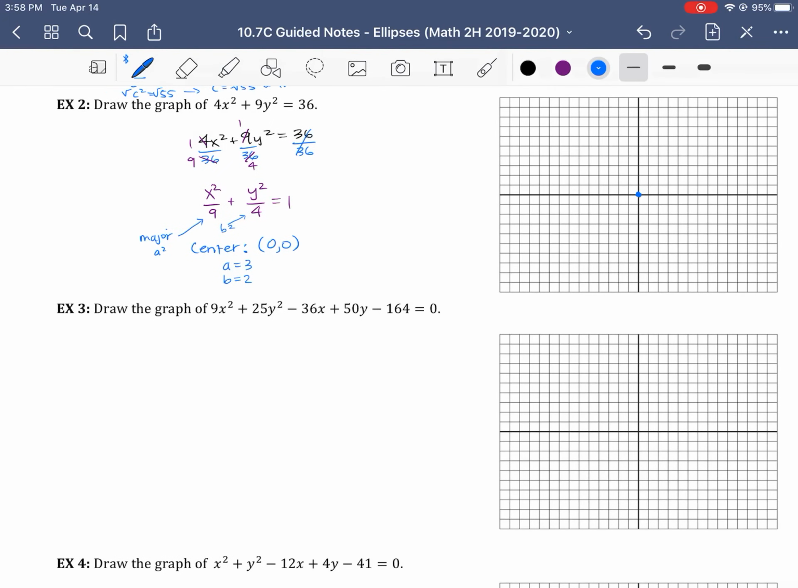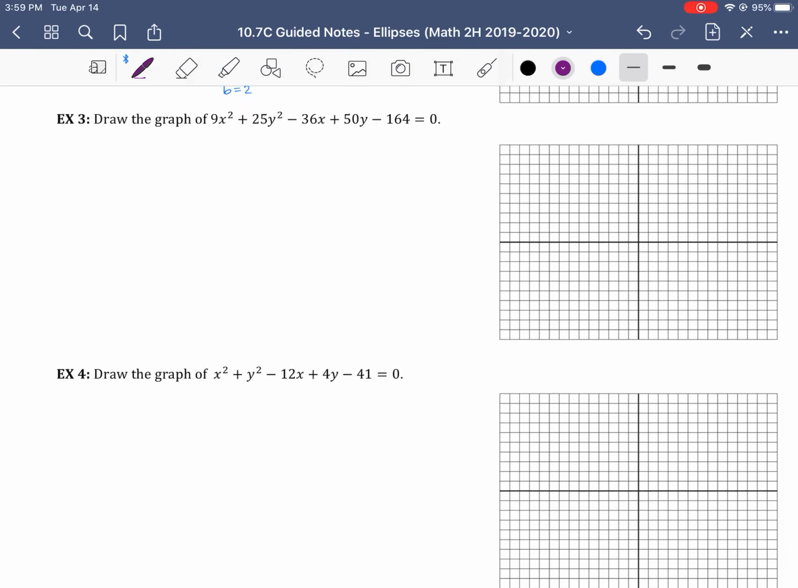So we graph the center at 0, 0. And again, this one's going to be horizontal, so I'm going to go 3 units to the right is my vertex there, and 3 units to the left to calculate that. And then my b value is going to be up and down, so I'm going to go up 2, and I'm going to go down 2. This right here is going to represent, and again, we'll do the best we can. Oh, that one's a little better. That would be our ellipse.